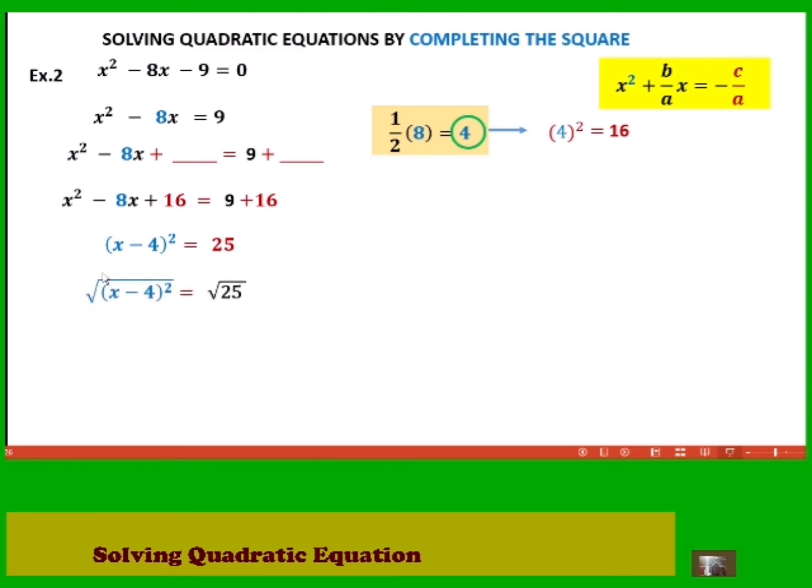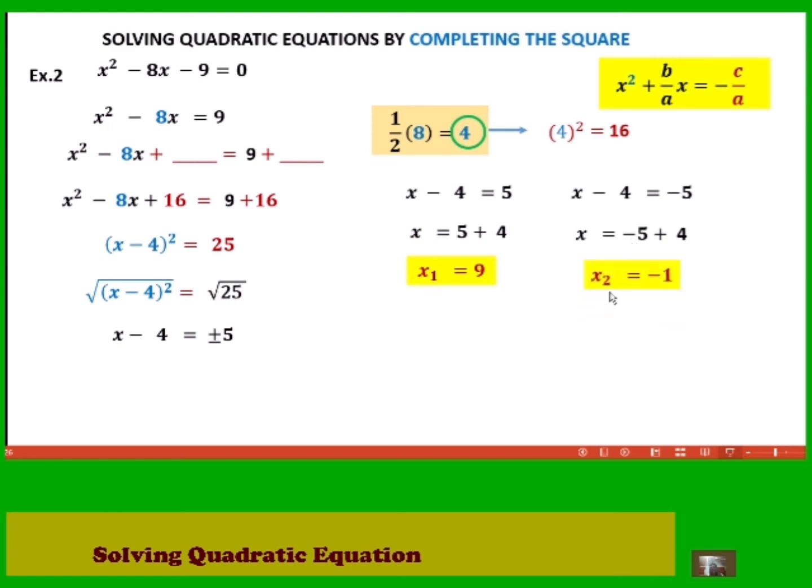So the square root of x minus 4 squared is x minus 4, and the square root of 25 is positive or negative 5. One equation is x minus 4 equals 5, and the other equation is x minus 4 equals negative 5. Solve the equation. Transfer negative 4 to the right, it becomes positive, and one value of x is 9. The other value of x is negative 1.